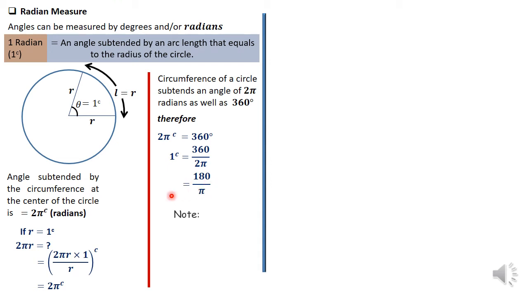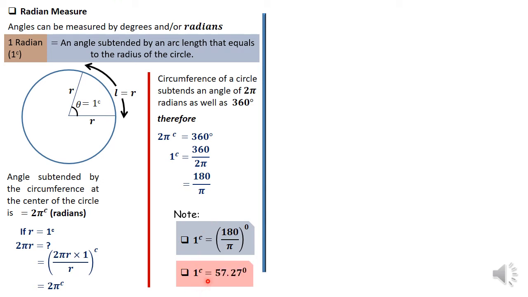Two things are necessary for us to appreciate. Number one, 1 radian equals 180 over pi degrees, and that's what we've said here. Another important point for us to know is that 1 radian also equals 57.27 degrees. What we've done there is we have 180 divided by 22 over 7, or 3.142. So 1 radian should be 57.27 degrees. These are necessary for us to progress with the exercise.